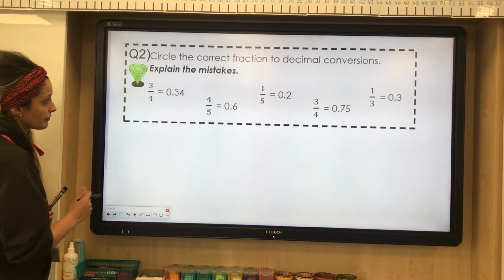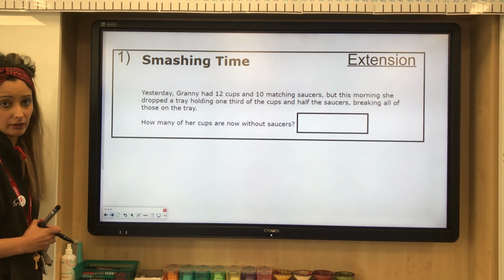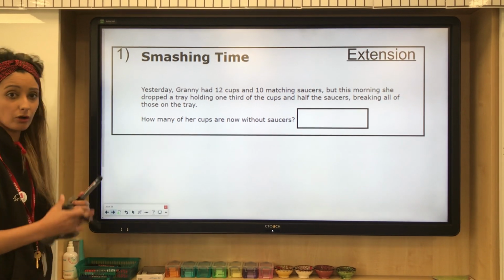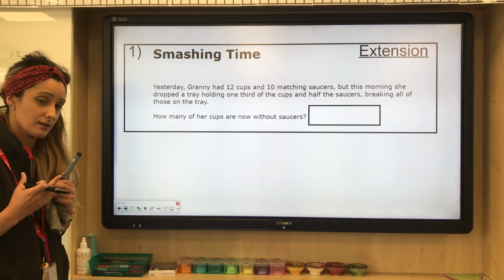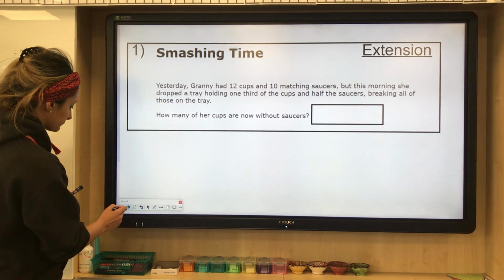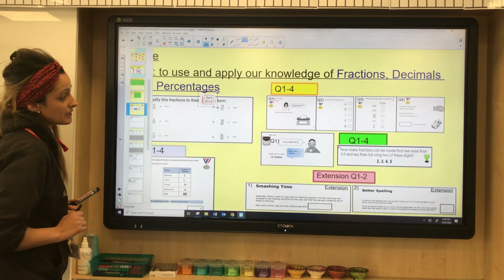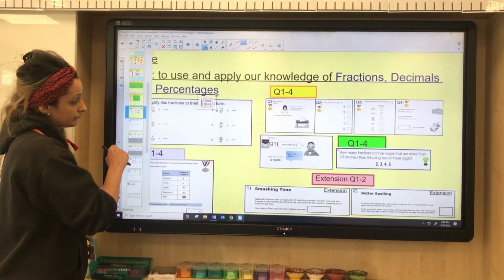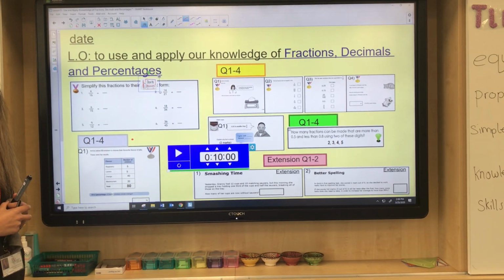For those children that get through all of emerald, which we do have here, they then look into an extension, which is again a lot more problem solving and a lot more calculations. All linked though to that learning objective where we're looking at fractions, decimals and percentages. So I would now give you 10 minutes to start working your way through the tasks. Off you go.